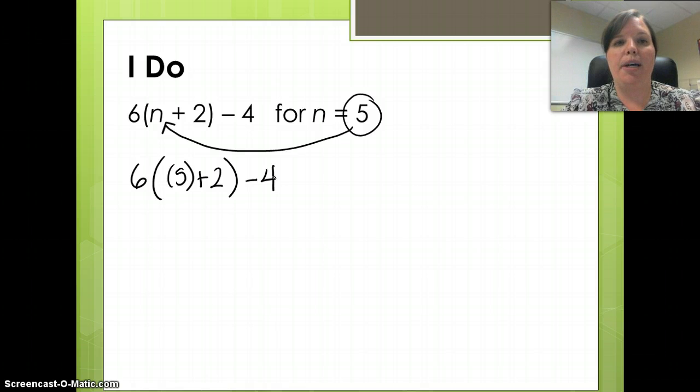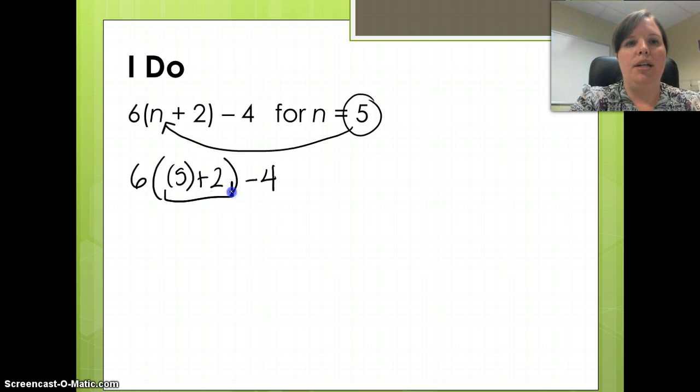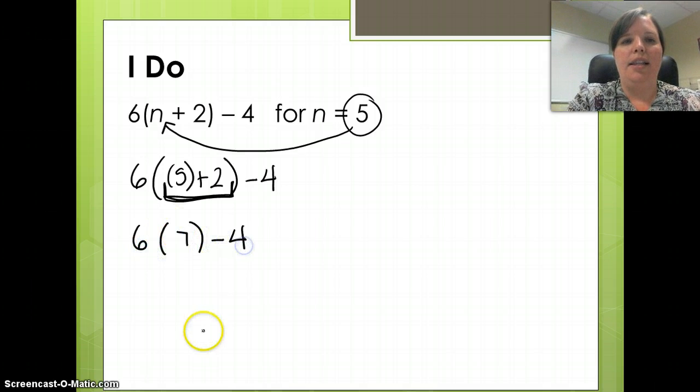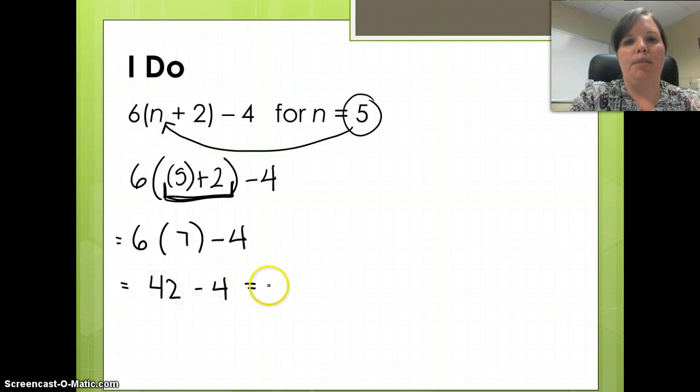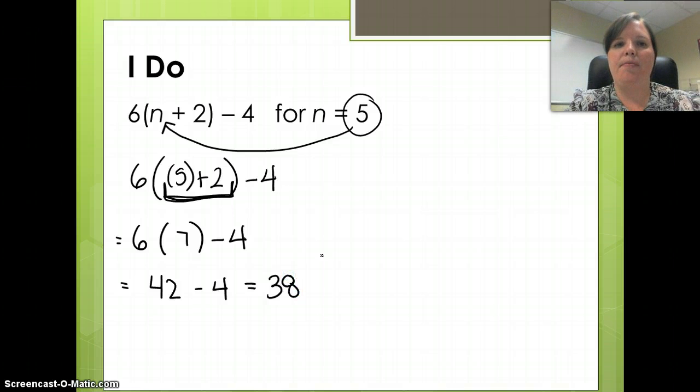So GEMS or PEMDAS tells me from here I want to do the grouping symbols. So I want to pay attention to what's inside the parentheses here and take care of that. So 5 plus 2 is 7. The next thing I want to take care of is the multiplication. So 6 times 7 is 42. And lastly, I only have one operation left. So 42 minus 4 is 38.